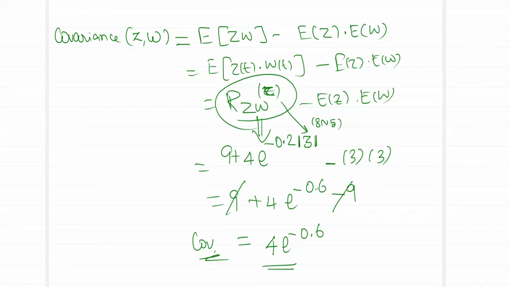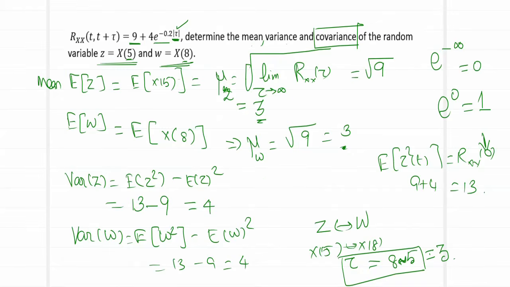So what we have estimated till now is the mean, variance and covariance of any given autocorrelation function, using the properties of autocorrelation which we have studied.